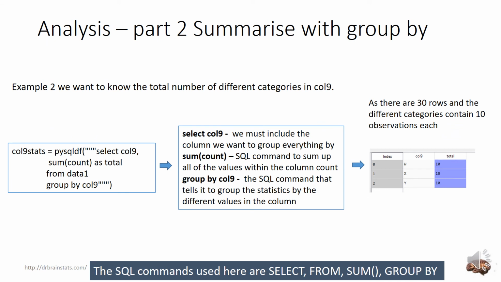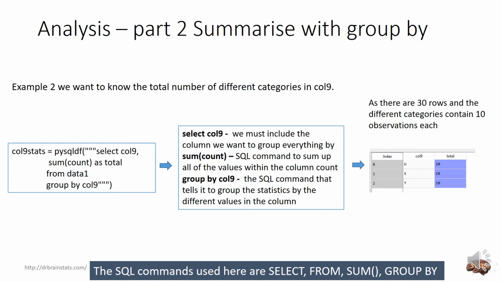So now this leads us to the group by statement. In this example, we want to know the total number of different categories in column 9. So we need to look at the code in a group by statement. Select column 9. We must include the column we want to group everything by.